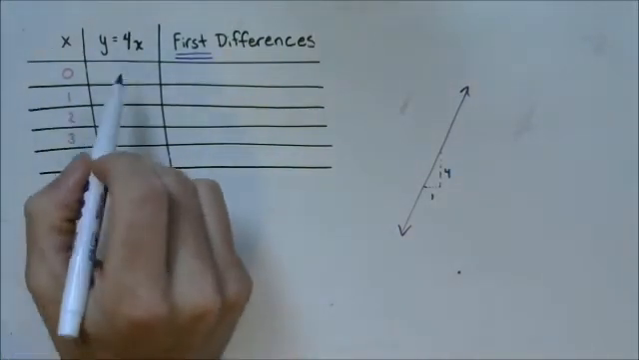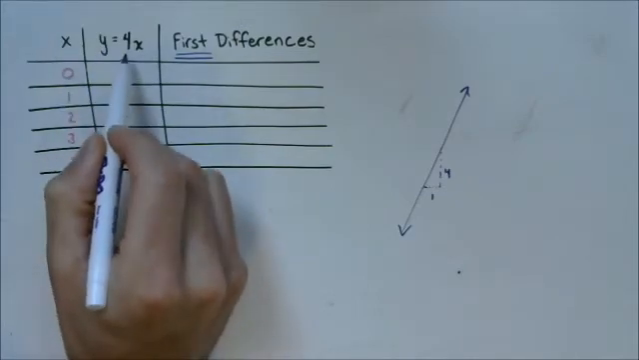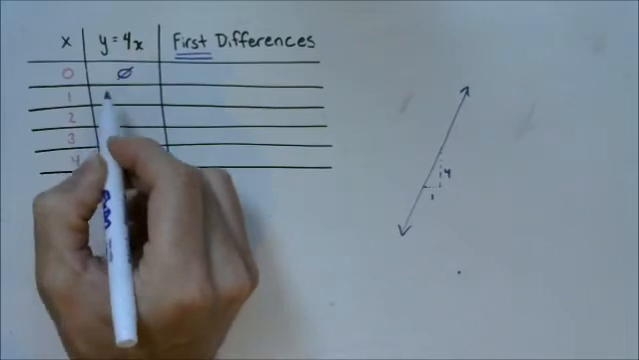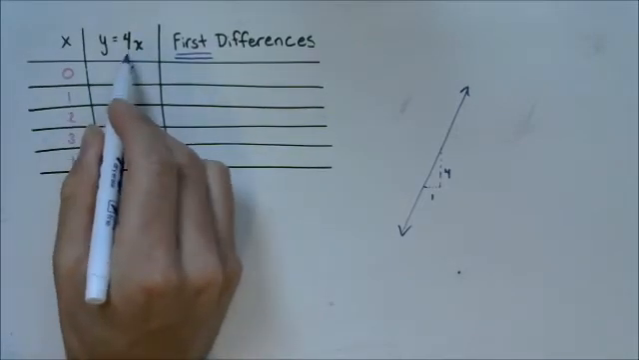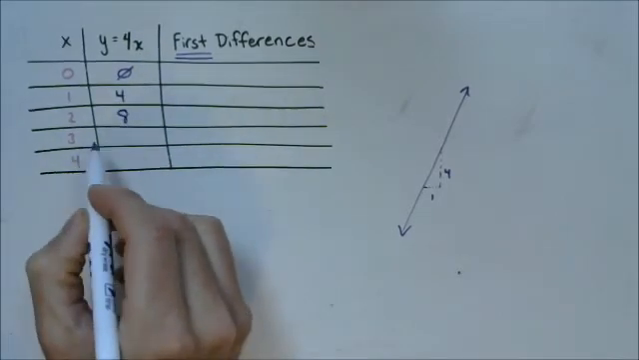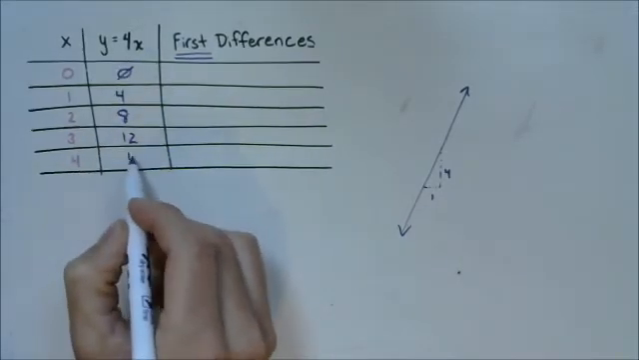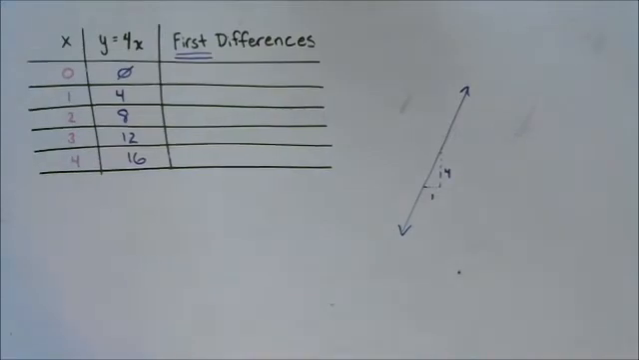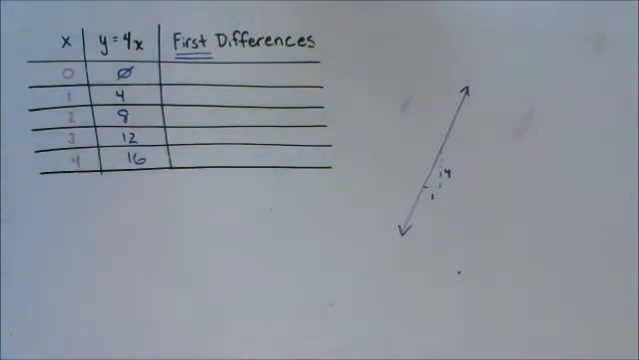So here we go. I'm going to fill in my y column. The corresponding y value for an x value of 0 is 4 times 0, which is 0. The corresponding y value for an x value of 1 is 4 times 1, which is 4. 4 times 2, 8. 4 times 3, 12. 4 times 4, 16. Okay, so there I have a chart. I could easily use that chart to draw graphs as you've done in previous lessons. But what we're doing today is just discovering some information about first differences.